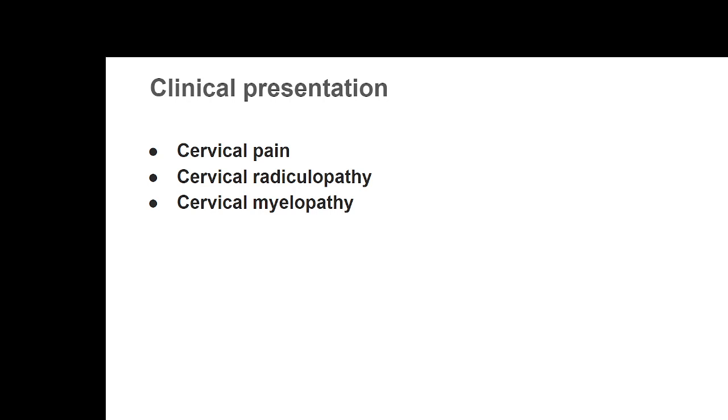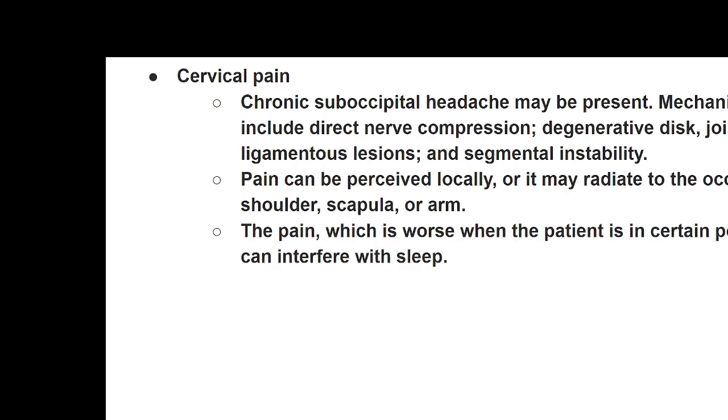Then the other stage is radiculopathy and myelopathy, where the symptoms could be changing. A typical cervical pain would have chronic presentation of pain with headache, also may be presented occasionally, and mechanisms which can produce a compression of the nerves or degenerative disc conditions, joint pathologies, ligamentous lesions also can be presented as a history. And pain is usually felt locally. It may radiate to the occiput, shoulder, scapula, or the pain is worse when the patient is in certain positions and can even interfere with sleep.